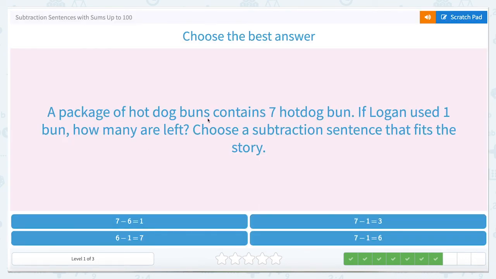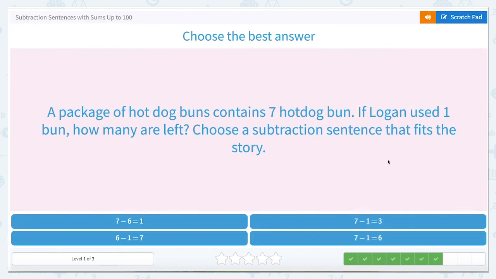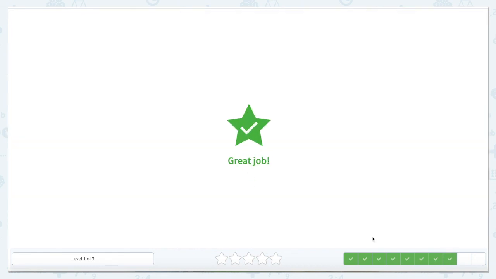A package of hot dog buns contains 7 hot dog buns. If Logan used 1 bun, how many are left? Choose a subtraction sentence that fits this story. So 7 hot dog buns is the total. If Logan used 1 bun, so Logan started with 7, then Logan used 1 of those hot dog buns. 7 take away 1 is going to give us 6 hot dog buns left. Let's look for that. 7 minus 1 equals 6. Found it. Great job.